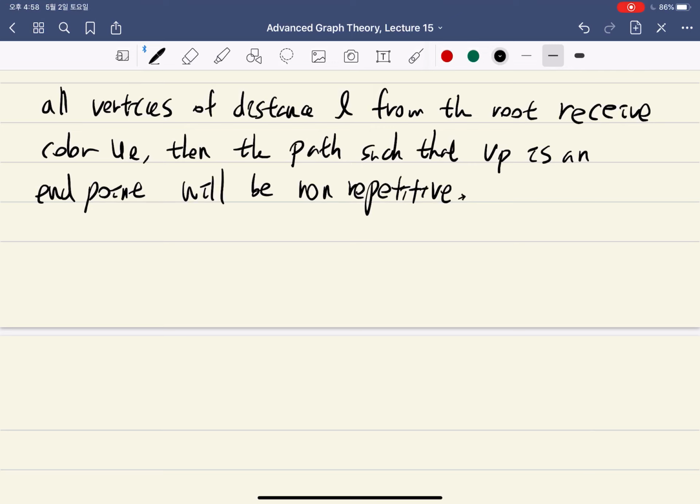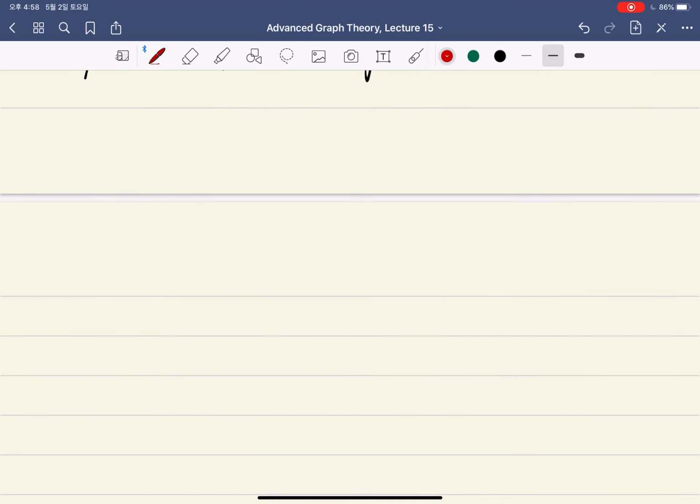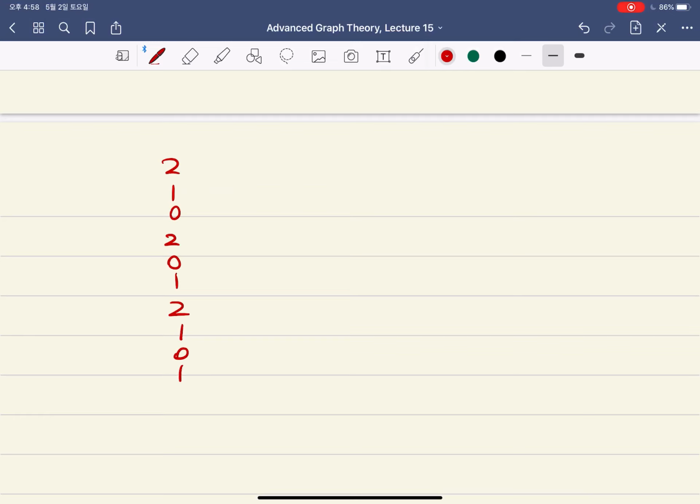However, if VP is not an endpoint, then it could contain repetition. Let's say you have this 2, 1, 0, 2, 0, 1, 2, 1, 0, 1, 2, 0, and so on. And you have this, say 3.